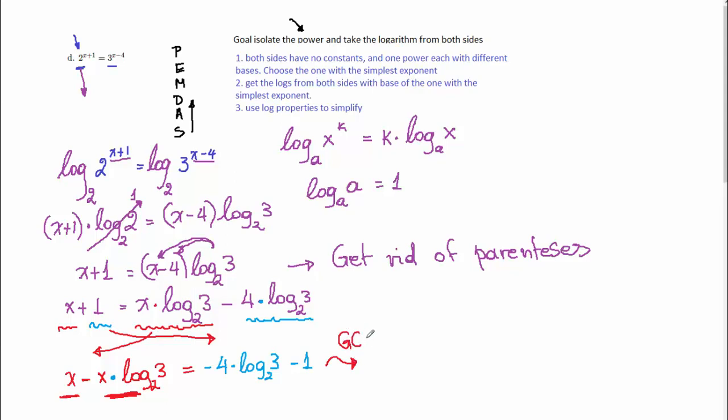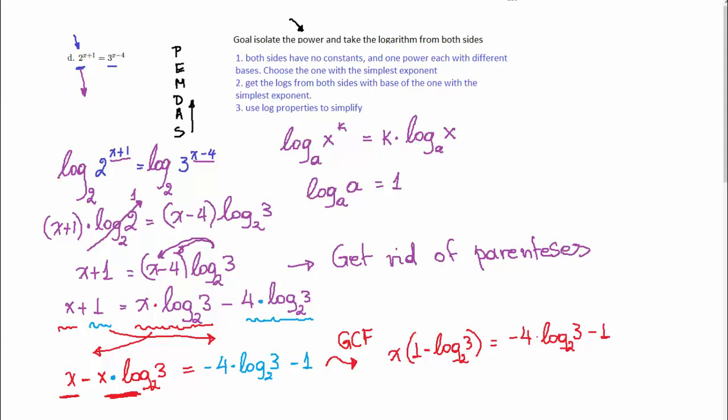So I'm going to look for the GCF on the left side. And the GCF on the left side is the number x. So now I have x times 1 minus log with base 2 of 3. And this is equal to negative 4 times log with base 2 of 3 minus 1.